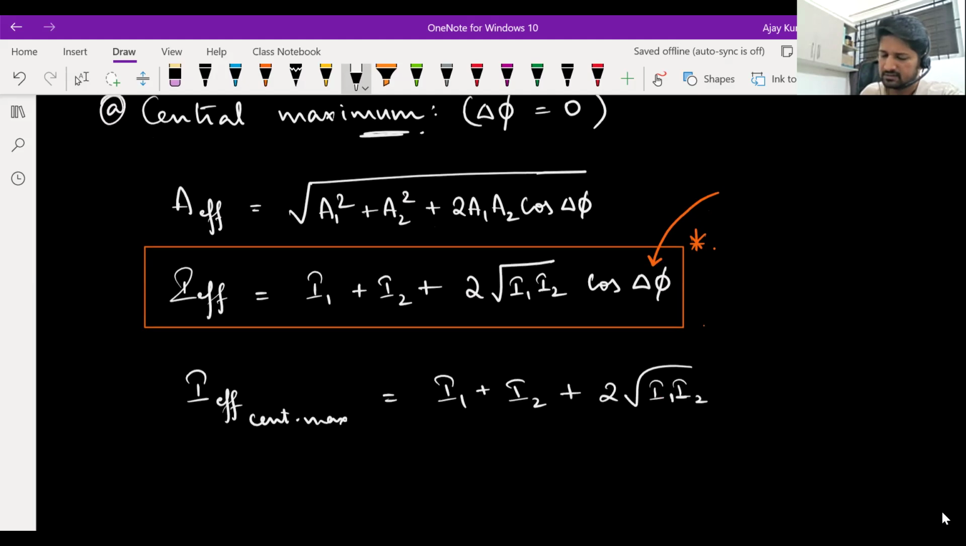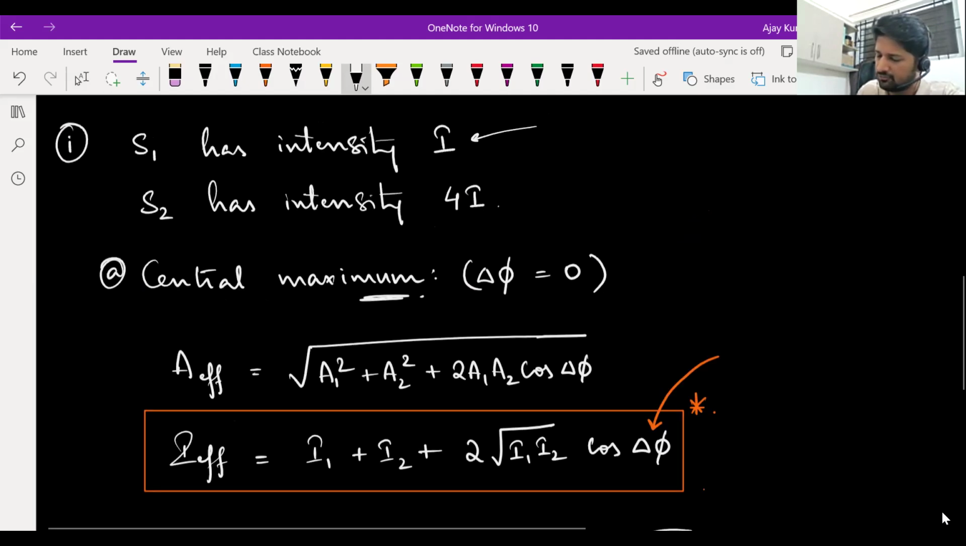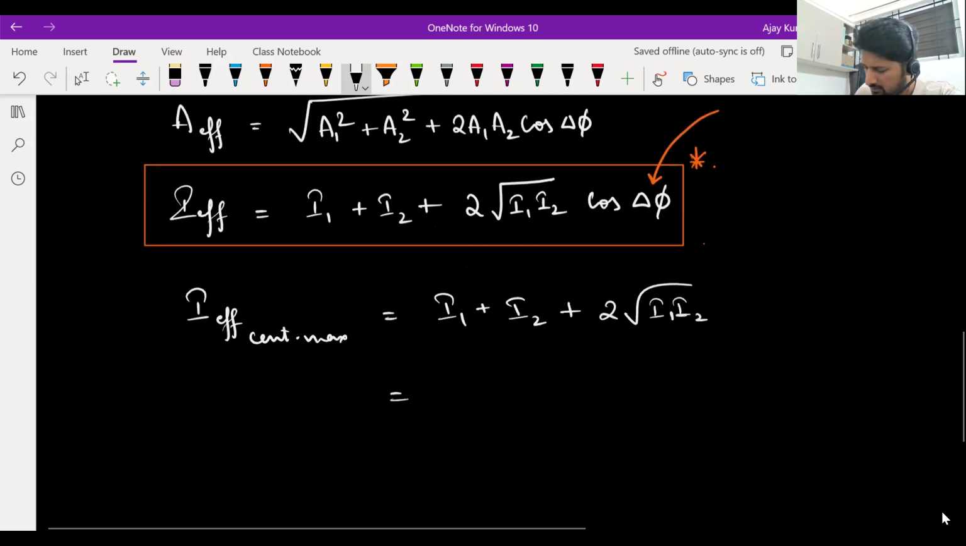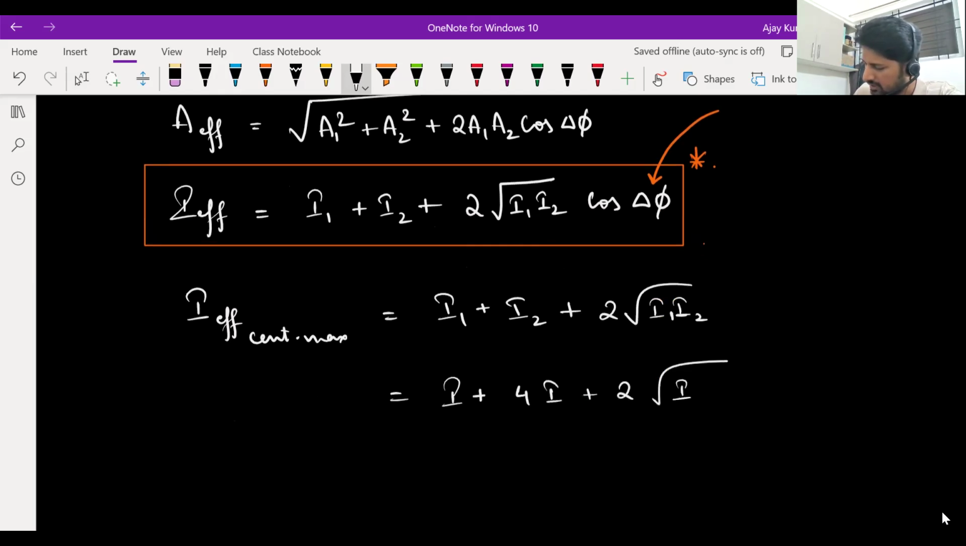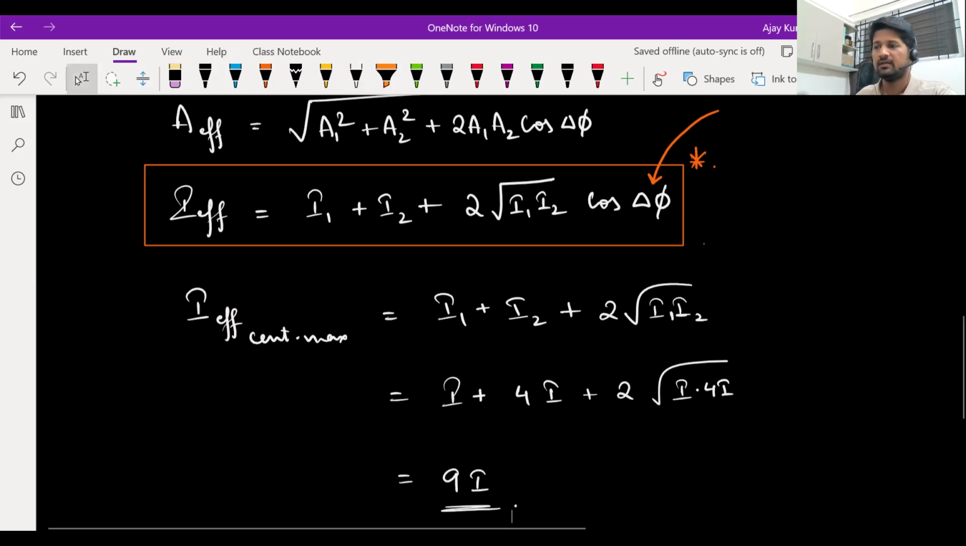And we are considering the sources to have intensities I and 4I. So I1 is I, I2 is 4I. Just substitute there. I plus 4I plus 2 root I1 I2, which is I into 4I. I into 4I is 4I square, and under root, that is 2I. 2 into 2I is another 4I. So effectively the intensity you get becomes 9I. Individual sources had intensities I and 4I, but if they undergo constructive interference at a particular point on the screen, you will see an intensity of 9I.